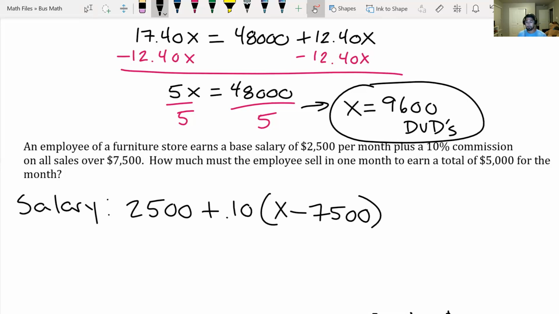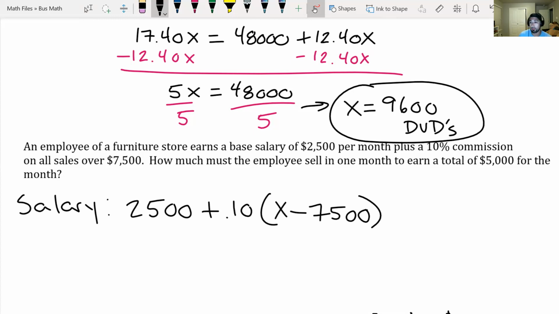So this employee needs to sell X amount of furniture, but their sales must be over 7,500. There you go. Looks a little tricky, but X minus 7,500 means that X is the amount of furniture the employee is going to sell, and it has to be over 7,500 in order to make a 10% commission.